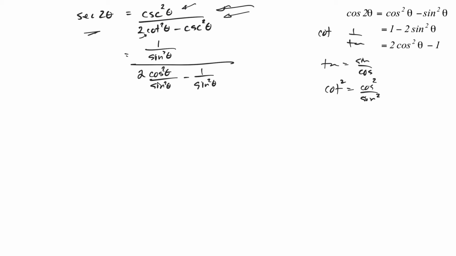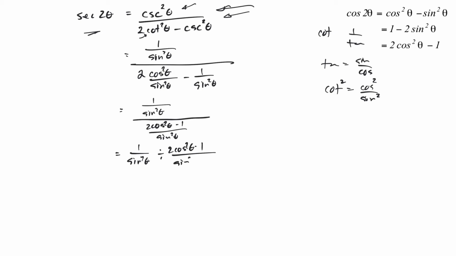And then I notice that the bottom here is a common denominator, so I can collect them. So I have 1 over sine squared theta over 2 cos squared theta minus 1 over sine squared theta. Okay, complex fractions, so I like to rewrite them like this: 1 over sine squared theta divided by 2 cos squared theta minus 1 over sine squared theta.